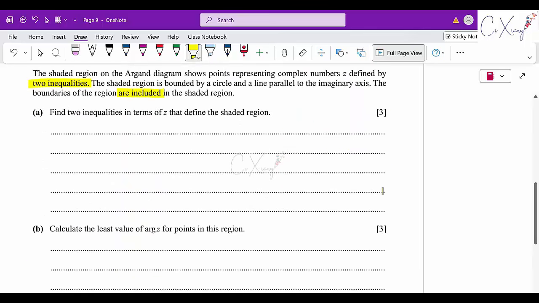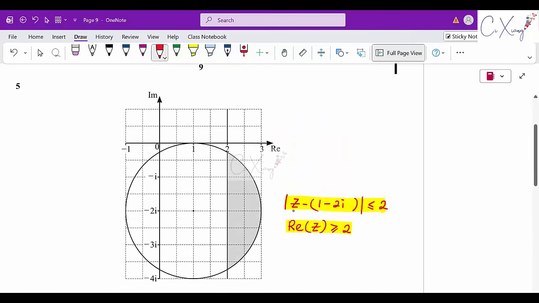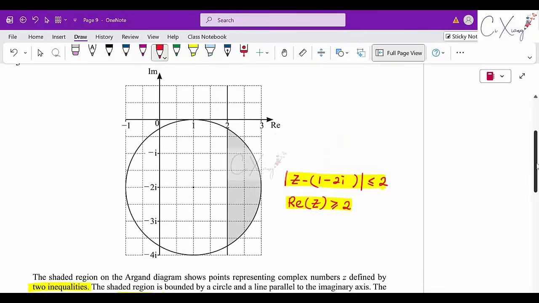Then let's have a look at 5b. Calculate the least value of the argument of z for points in this region. All right, so the least value of the argument of z. Argument of z means that I want to know the argument of z from 0 plus 0i, that means from the origin. I want to know where the argument of z is. So let us have a look at the diagram again. This diagram will be very useful for us.